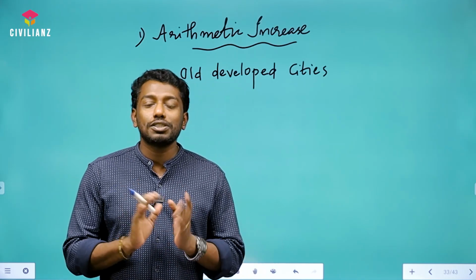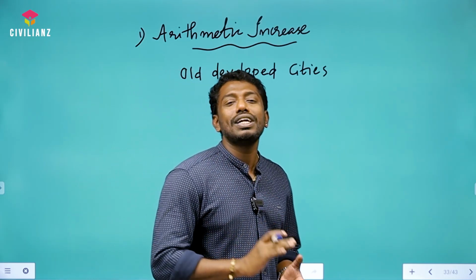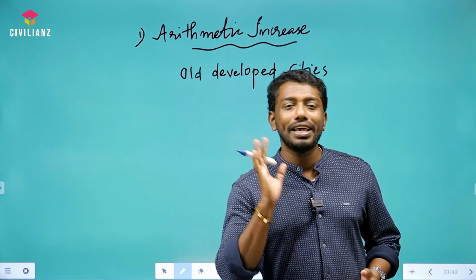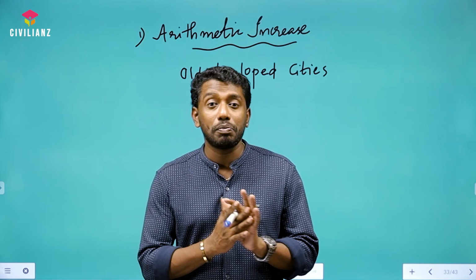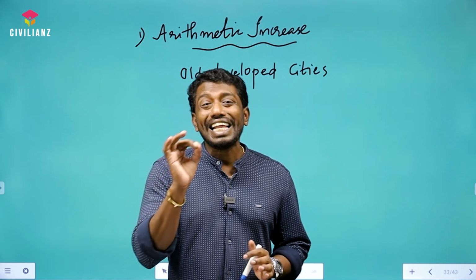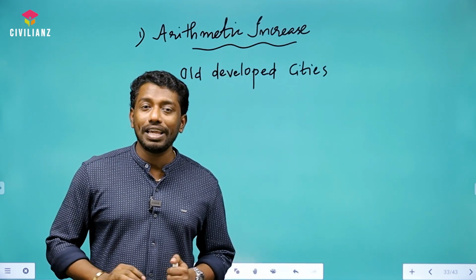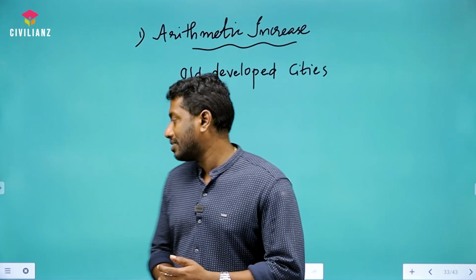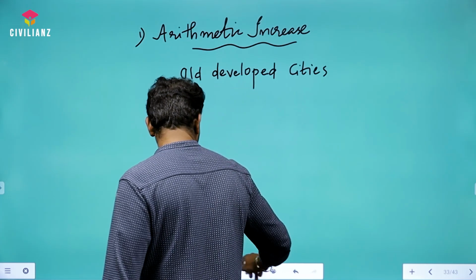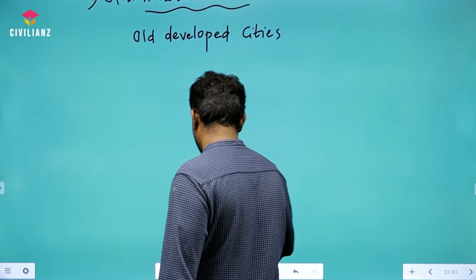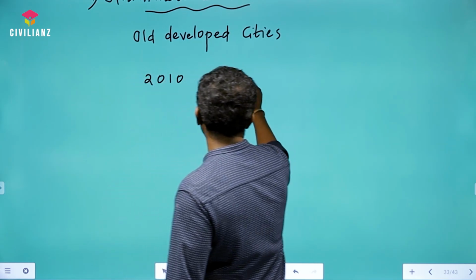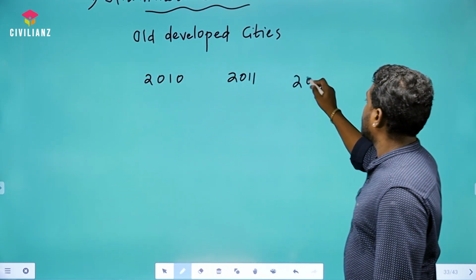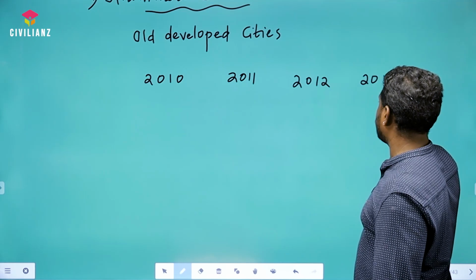Do you know what is the speciality? In an old developed city, population will be increasing at a constant rate. I am not saying that population will be constant, but the increase in population will be at a constant rate. I will give you an example. I am considering 4 consecutive years: 2010, 2011, 2012, 2013.